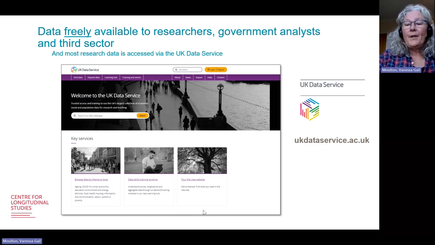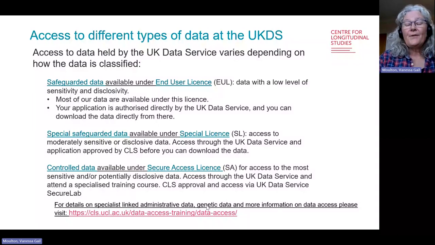And just to say that most of our cohort data is available via the UK Data Service, ukdataservice.ac.uk. It's free to download for students, academics, government analysts, and the third sector. And as we've shown, there is a wide range of data available. This data goes through a process of classification based on sensitivity and disclosure, and is grouped into low, moderately, and the most sensitive and disclosive data. Most of our data has been classified as low level of sensitivity and disclosure, and this is licensed under an end user license. In this scenario, your application is authorised directly by the UK Data Service, and you can download directly from there.